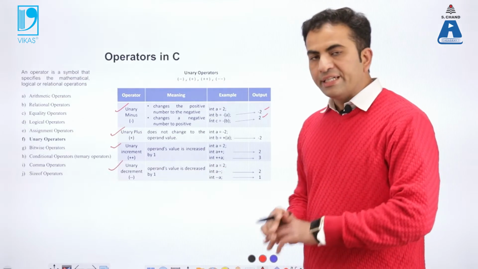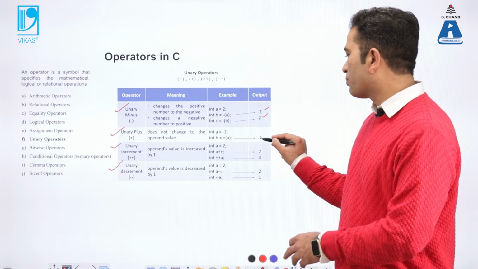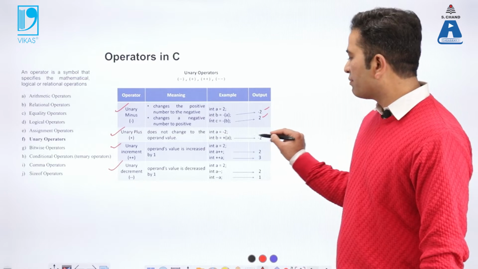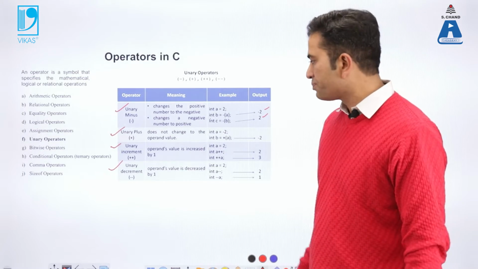Unary plus does not change the value. If the value is negative, it will give you the output as negative. A is minus 2. If you apply plus A, then my output will be minus 2, and it will not give any change to a positive value either.